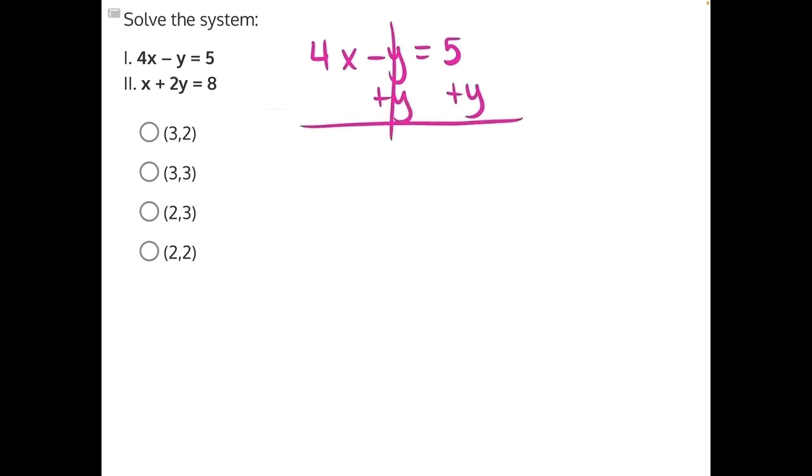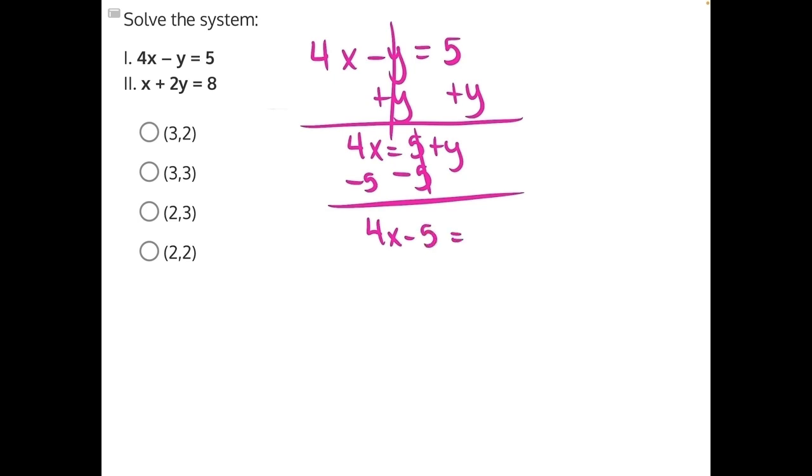In this method, what we're going to do is try to isolate this variable y so that we can substitute its value into our second equation. So let's go ahead and pull that aside and do opposite operations to isolate y. We're going to add y to both sides since it's the opposite of subtraction. These will cancel, giving us 4x is equal to 5 plus y. Then to isolate y, we'll need to do the opposite and subtract 5 from both sides. These will cancel, leaving us with 4x minus 5 is equal to y.